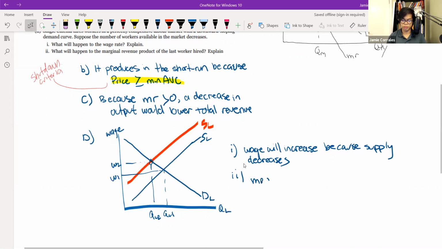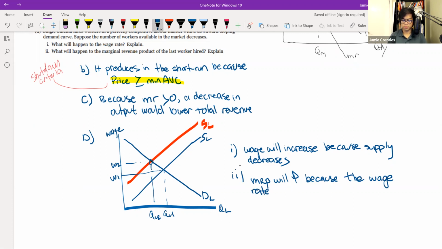MRP. Increase because MRP, because the wage rate is equal to the MFC, the marginal factor cost.